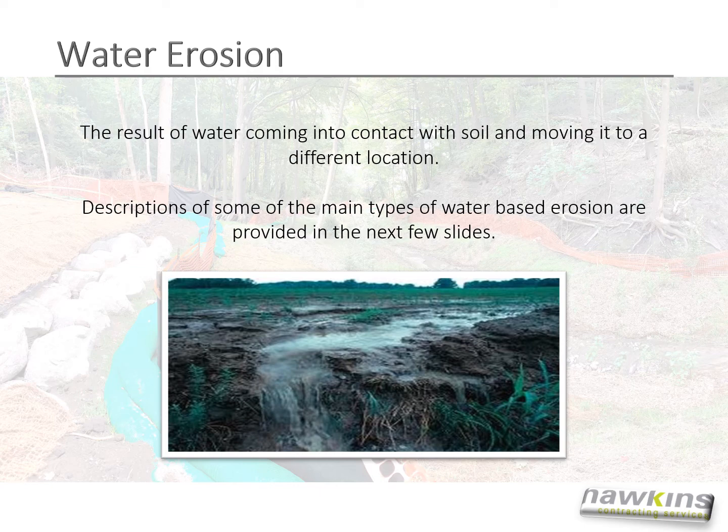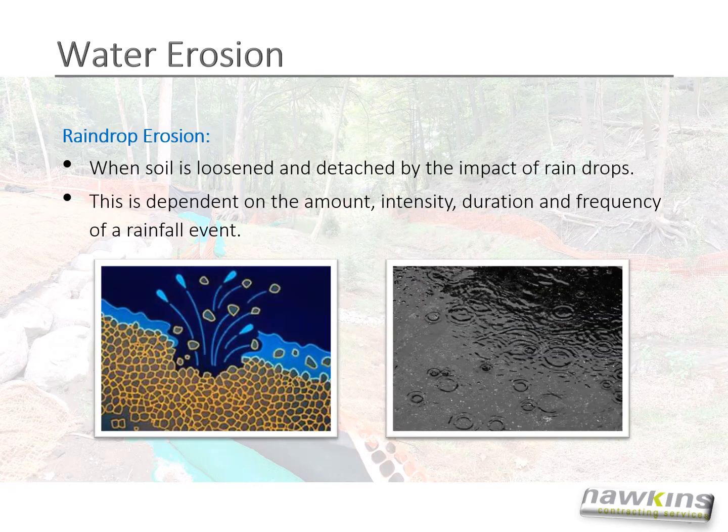Water erosion. Water erosion is the result of water coming into contact with soil and moving it to a different location. A description of some of the main types of water-based erosion are provided in the next few slides. Raindrop erosion occurs when soil is loosened and detached by the impact of raindrops. This is dependent on the amount, intensity, duration, and frequency of a rainfall event.